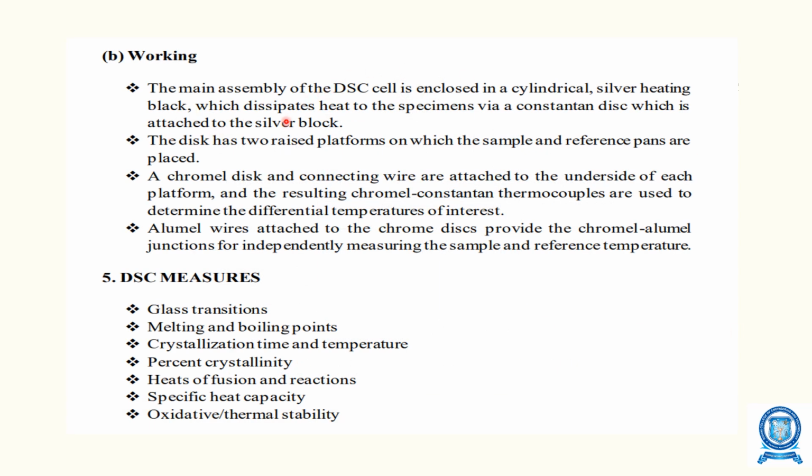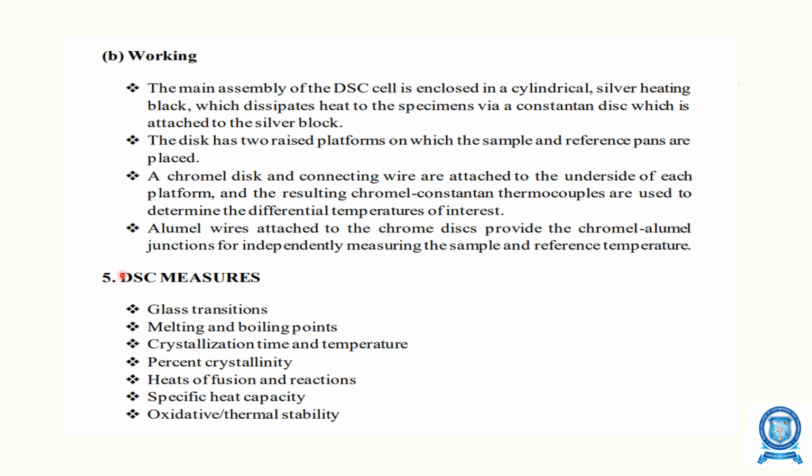This is how it works. The main assembly of the cell is enclosed in a cylinder, a silver heating block, which transfers heat to the specimen via a constantan disc which is attached to the silver part. The disc has two raised platforms on which the sample and reference pans are placed. The chromel disc and connecting wires are attached to the underneath of each platform. The resulting chromel-constantan thermocouples are used to determine the differential temperatures of inputs.